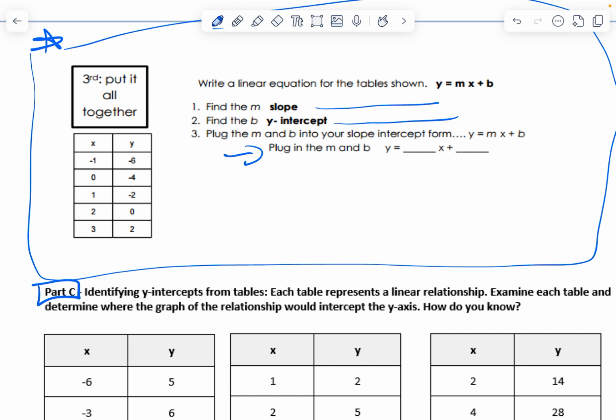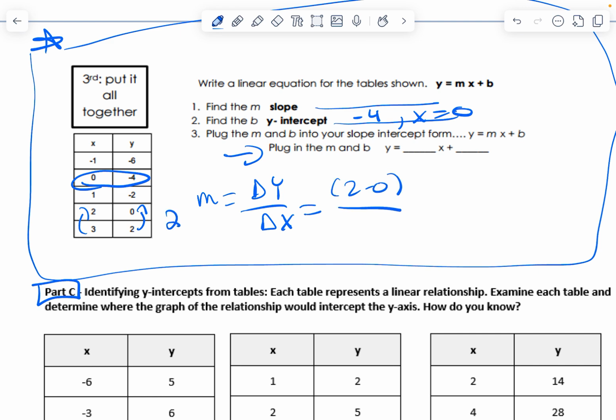Okay, so the y-intercept is going to be negative 4 because that's where x equals 0. The slope, I can subtract anywhere along this line. I'm going to choose my positives. So my slope is equal to my rise over my run. So that means I'm going to say 2 minus 0, which is 2, over 3 minus 2, which is 1. So my slope is 2. My y-intercept is negative 4. So it's going to be 2x plus negative 4, or y equals 2x minus 4.